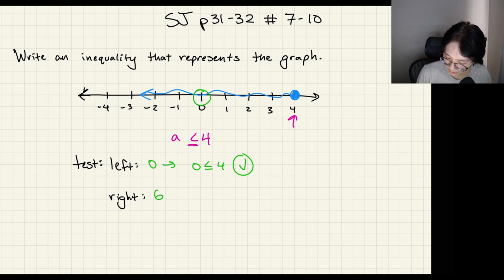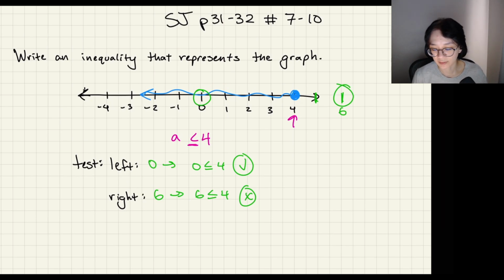From the right, let's choose 6. You can't see 6 over here, but it would end up being out here. Is 6 less than or equal to 4? No. Which checks out. The line that is graphed doesn't cover 6. So we're good.